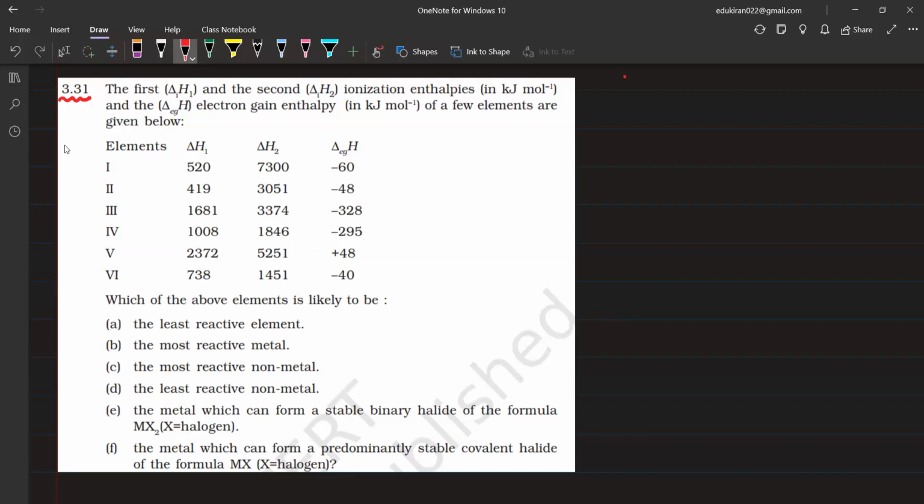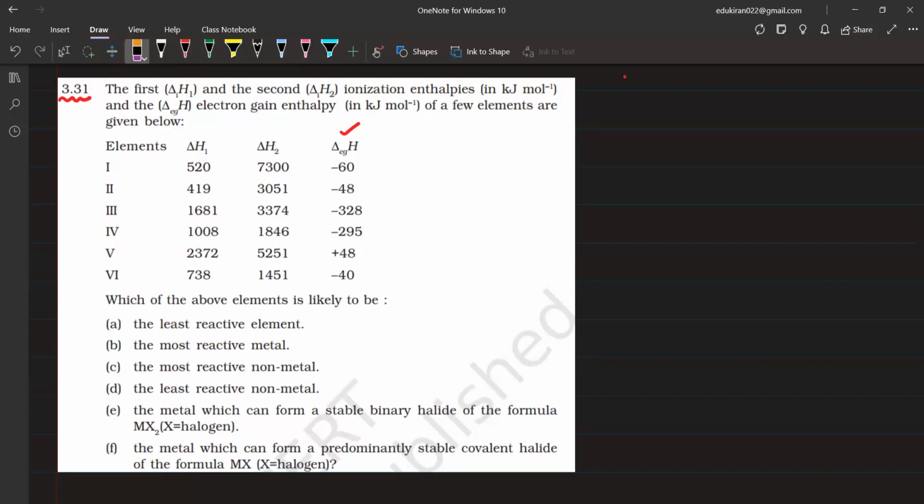The first ionization enthalpy, second ionization enthalpy, and electron gain enthalpy in kilojoule per mole of a few elements are given below. So we have six elements, and they have given us the first ionization enthalpy, second ionization enthalpy, and this is electron gain enthalpy. And then they have asked a series of questions.